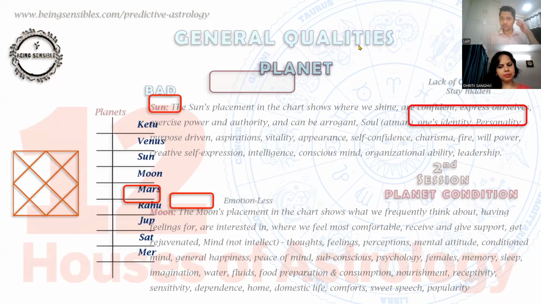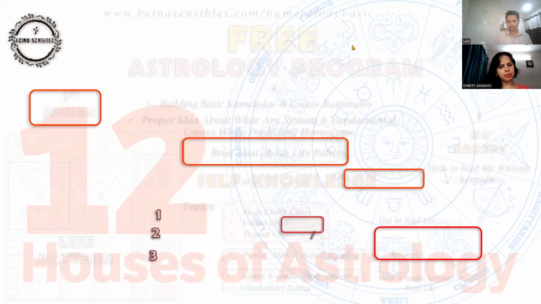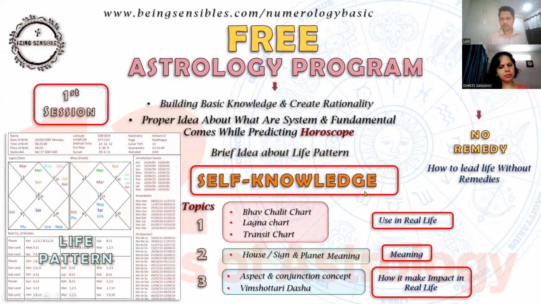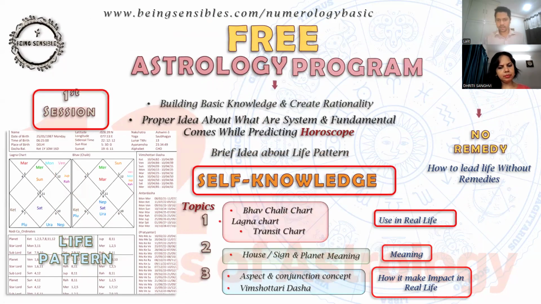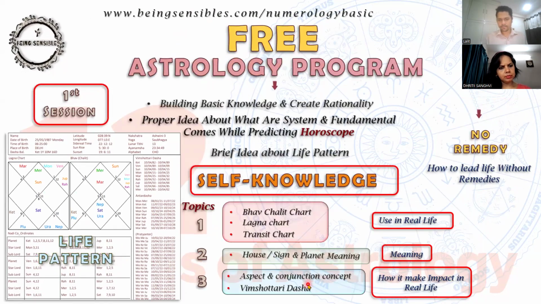But it helps you for self-discovery. And just like I told you in the first slide, the self-knowledge. So I hope this gives you an idea of how you can get self-knowledge from the Lagan chart, house and sign. The last point is left: aspect and conjunction.